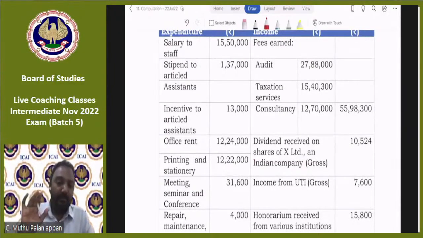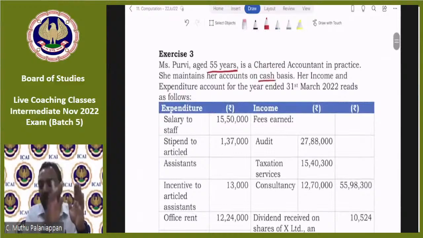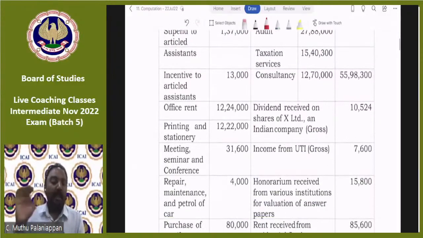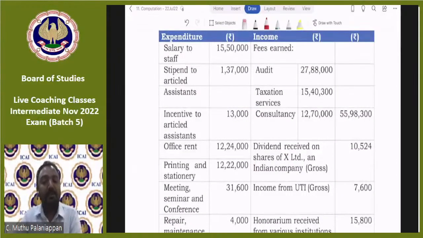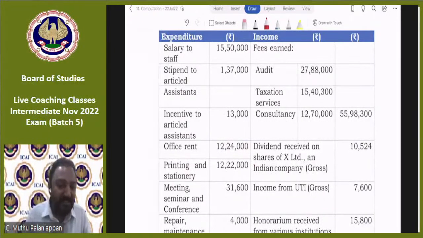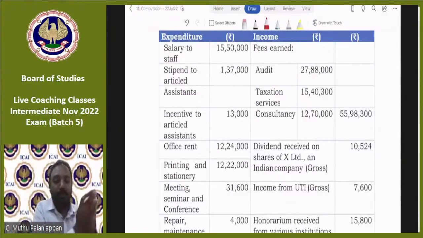Now, when you read this, the first step we said is residential status. The question itself says chartered accountant in practice. So the moment she is a chartered accountant in practice, she must be a resident. There is no question about that. Now, once she becomes a resident, we need to classify the income. The fees earned, 5598,300, will be classified under PGBP. And then you have dividend received. Dividend received is taxable under what? Income from other sources. It is not PGBP. So it must be removed from this profit.